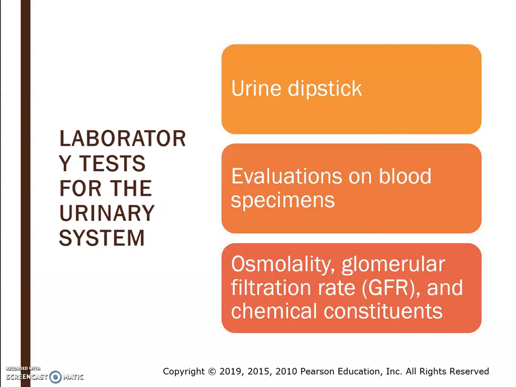Some common tests is urine dipstick. We can evaluate the patient's urine using the urine dipstick, evaluation of blood specimens, osmolarity, GFR, and chemical constituents. Urine dipstick is really crucial in our patients who come into the ER or present with altered mental status, as this gives us an idea of what's going on with the patient via their electrolytes. Are they dehydrated? What's their pH? Also, is there blood or white blood cells present?